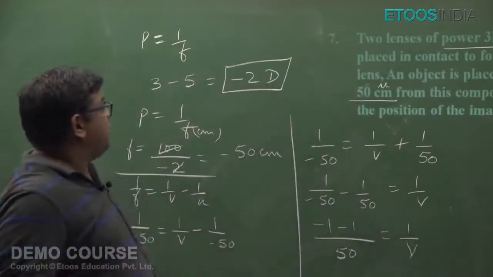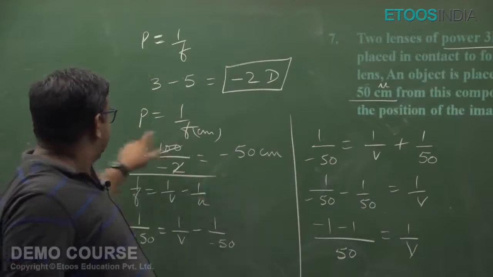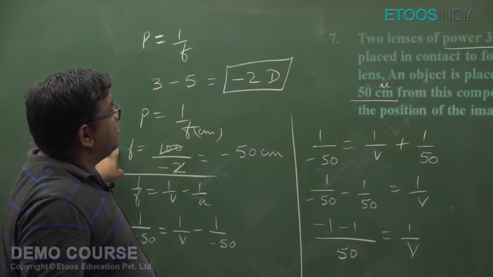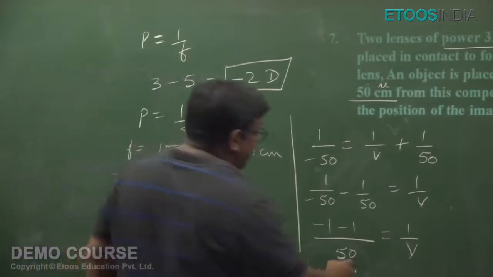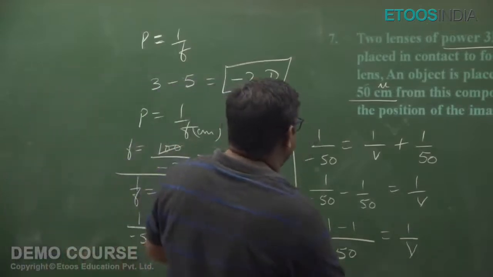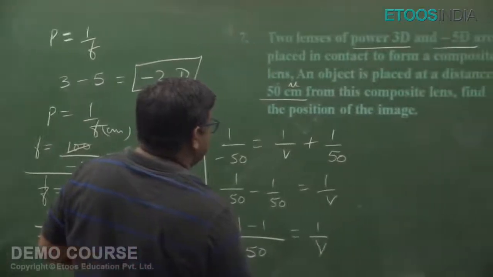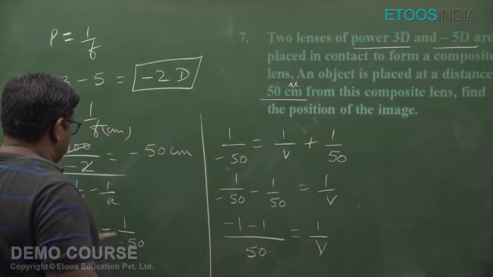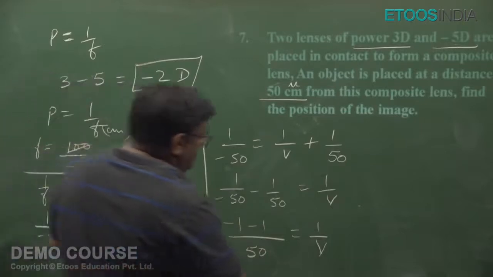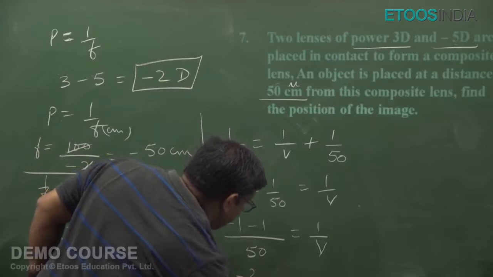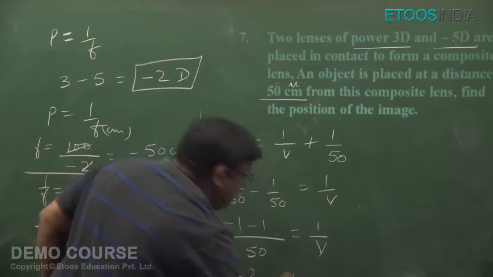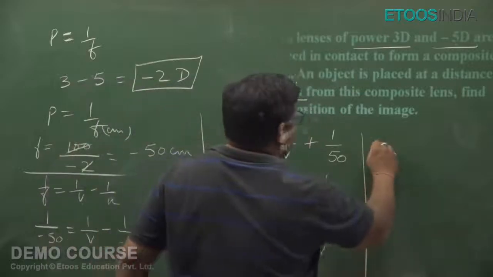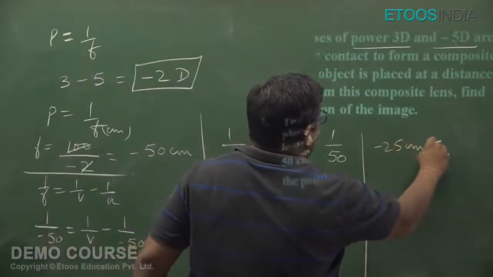The answer is minus 2 by 50 is equal to 1 upon v. Okay, or the answer will be v equal to minus 25 centimeter.